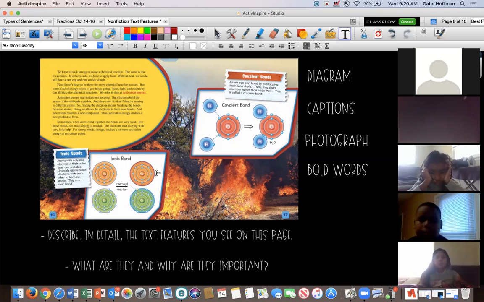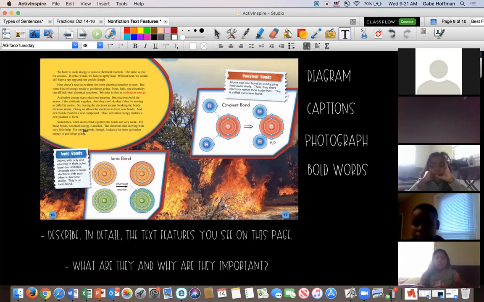So he shows an ionic bond down here. And it says atoms with only one electron in their outer layer are unstable. Unstable atoms trade electrons with each other to become stable. This is an ionic bond. And then over here, covalent bonds, it says atoms can also bond by overlapping their outer shells. Then they share electrons rather than trade them. This is called a covalent bond. So that goes with the main text, right?